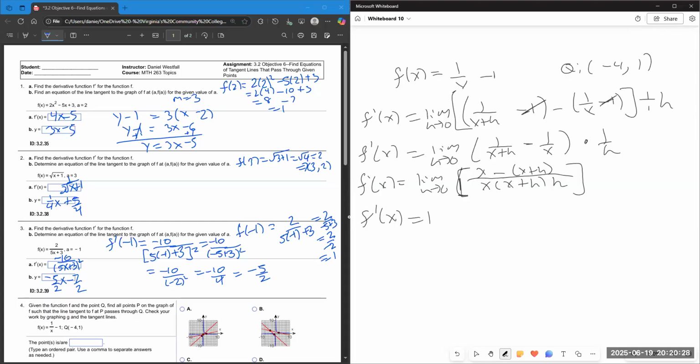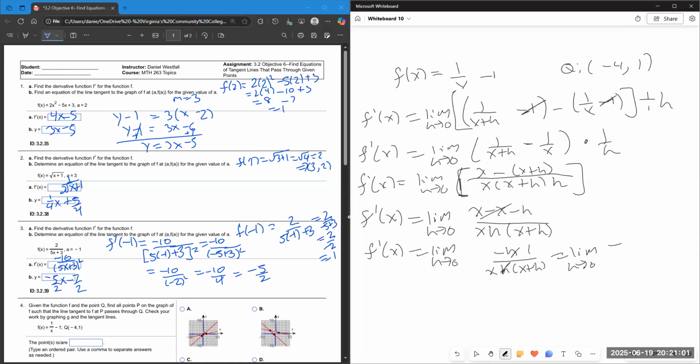F prime of x equals the limit as h goes to 0 of x minus h over xh times x plus h... equals the limit as h goes to 0 of negative h over xh times x plus h. The h's cancel, leaving me with the limit as h goes to 0 of negative 1 over x times x plus h. H is going to go to 0 and leave me with negative 1 over x squared for my slope function f prime.